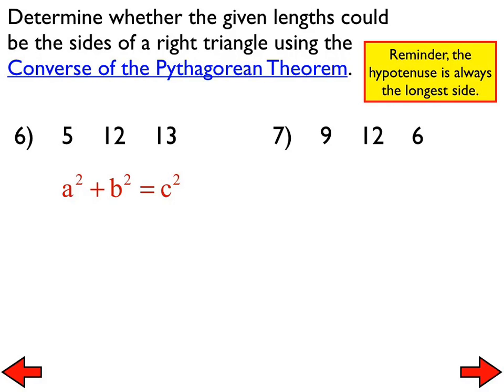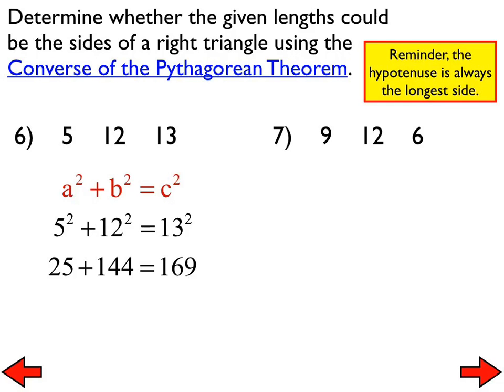And a reminder, once again, that the hypotenuse is always the longest side. And once again, you should be doing both number 6 and number 7. All right, so number 6, 5 squared plus 12 squared. That is 13 squared, and I'm proving it right there, so that means that that is a right triangle.